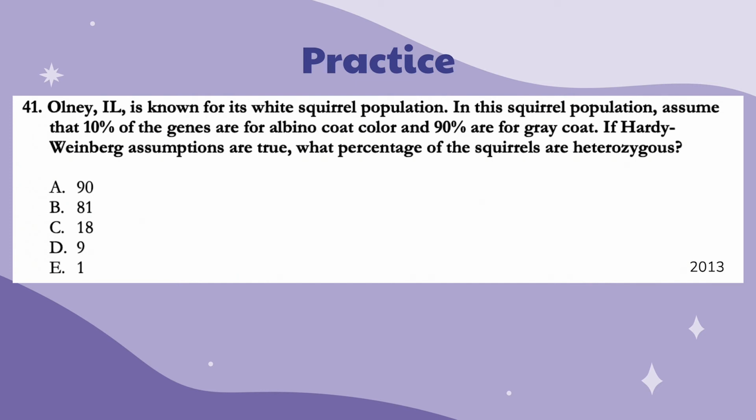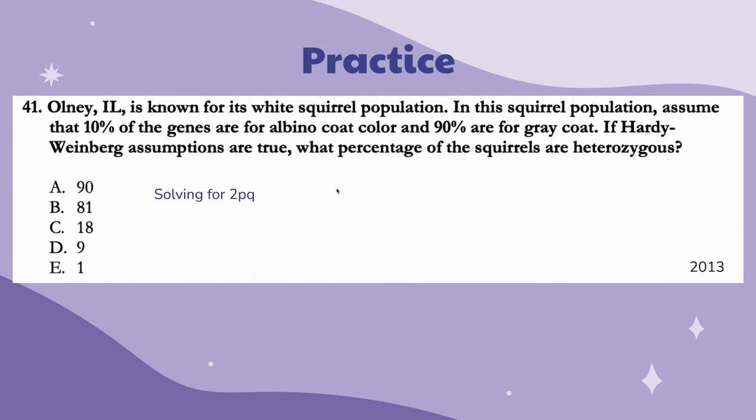Okay, so hopefully you've done the problem already. So we're going to look at it. So it says that only Illinois is known for its white squirrel population. In this squirrel population, assume that 10% of the genes are for albino coat color and 90% are for gray coat. And they're telling us that Hardy-Weinberg assumptions are true, so we can use Hardy-Weinberg to figure out what percentage of the squirrels are heterozygous.